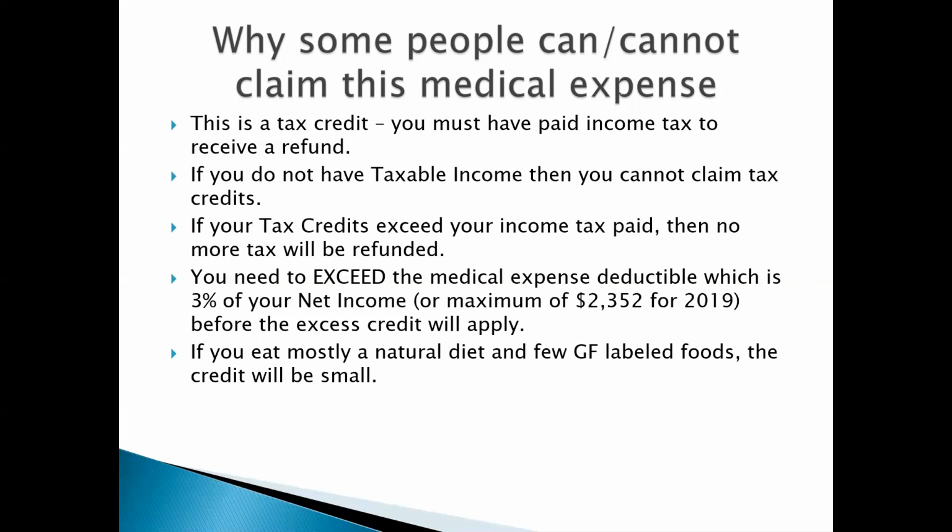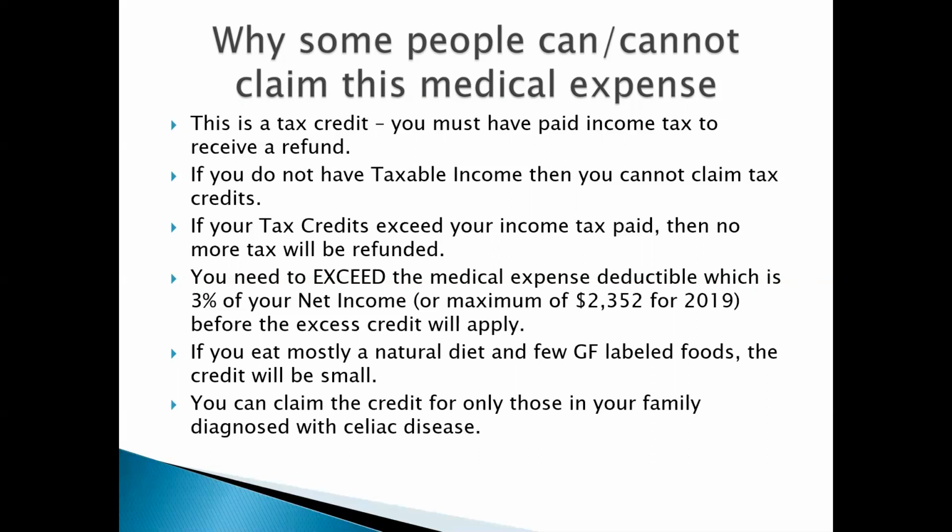If you eat mostly a natural diet and very few gluten-free labeled foods, the credit will be very small. You can claim the credit for only those in your family diagnosed with celiac disease. So we're very aware that a family might all be eating gluten-free so that one member of the family is safe in their own house. However, if that's a family of 4 that's all eating gluten-free for one person, only the cost for that one person can be claimed on taxes.